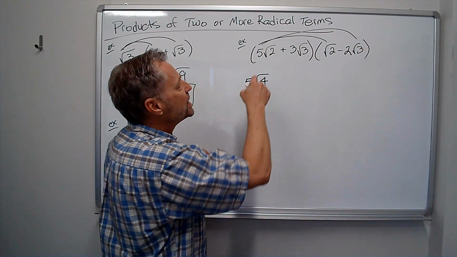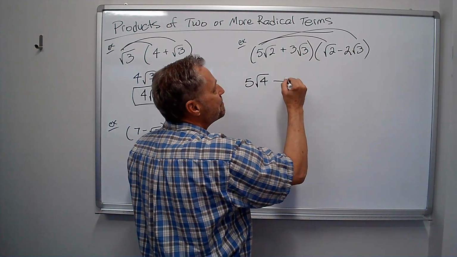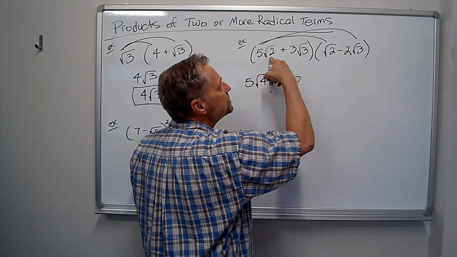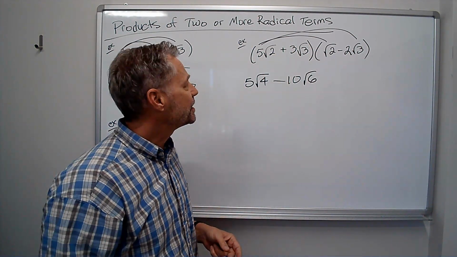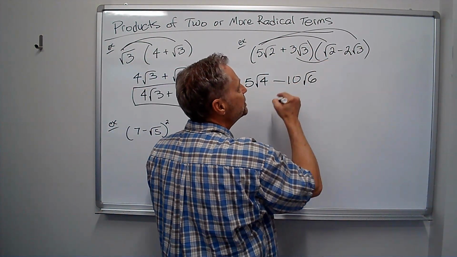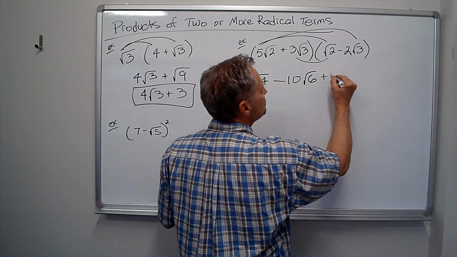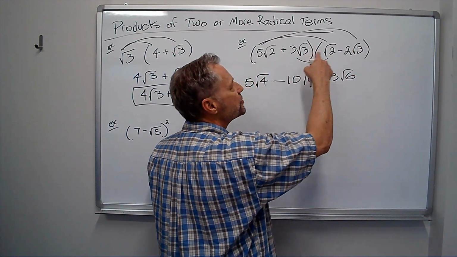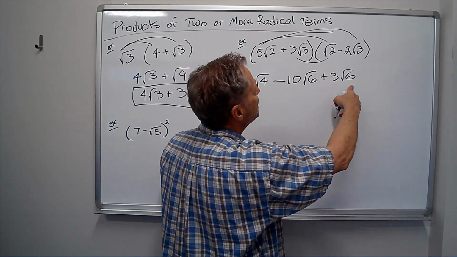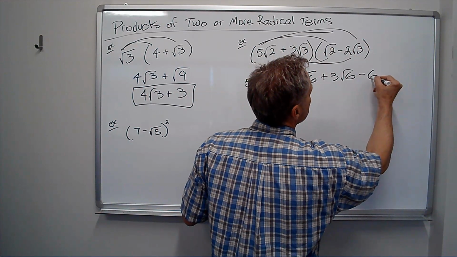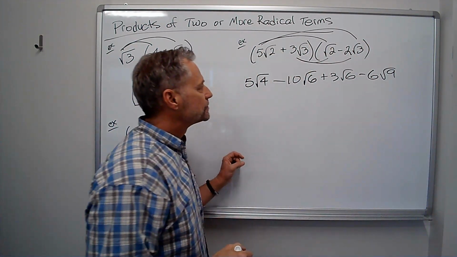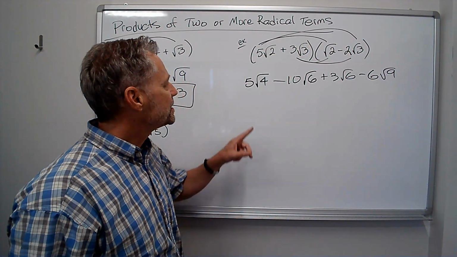Multiply out that way. Now I multiply, I get minus 5 times 2 is 10, 2 times 3 is 6 inside the radical. Multiply those together. And then this way I'm going to get 3 root 6. The 3 times 2, those are both inside, so multiply together. And then here, minus 6 root 9. All right, let's see what I can do from here.